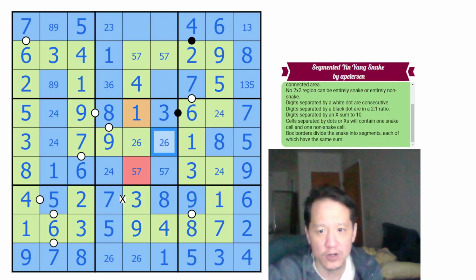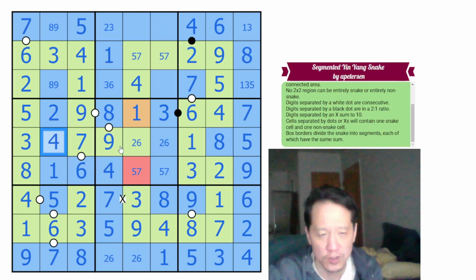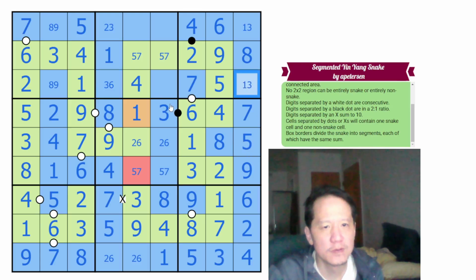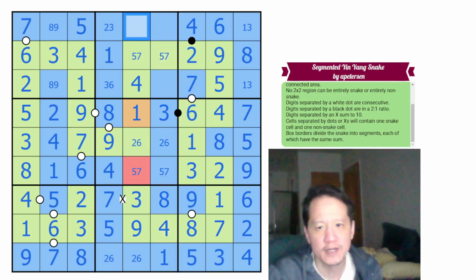This can no longer be 4, so we have a 2, 6, 2, 6 pair here, which eliminates 2 and 6 from the rest of the box. So this is 4, this is 2, this is 4, this is 2, this is 4. This can't be 5 anymore. These can't be 8. Where is the 8 in box 2? It has to be here. So this is 8, this is 9, this is 8.